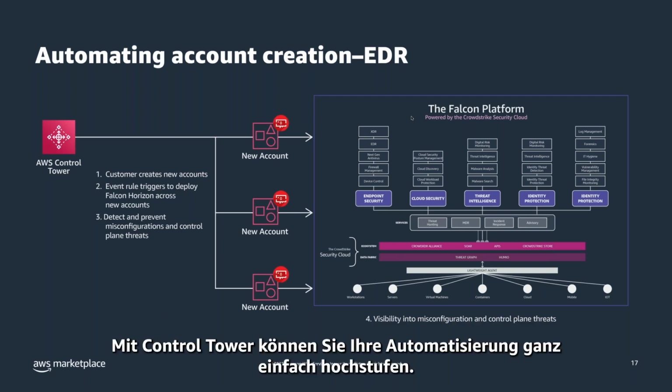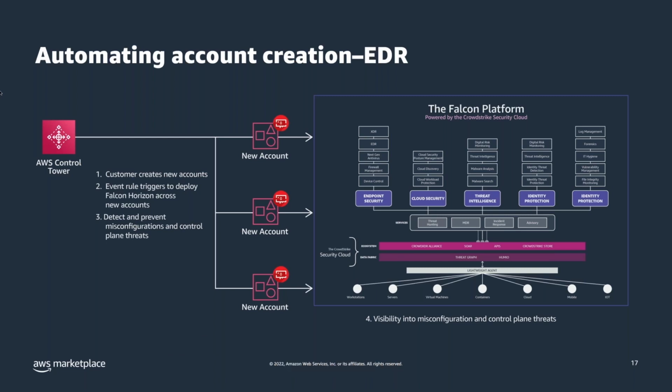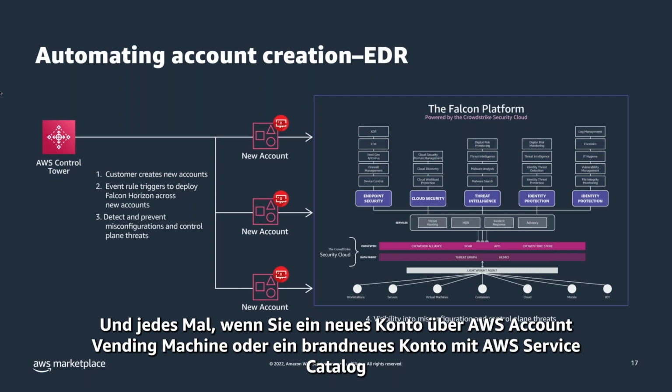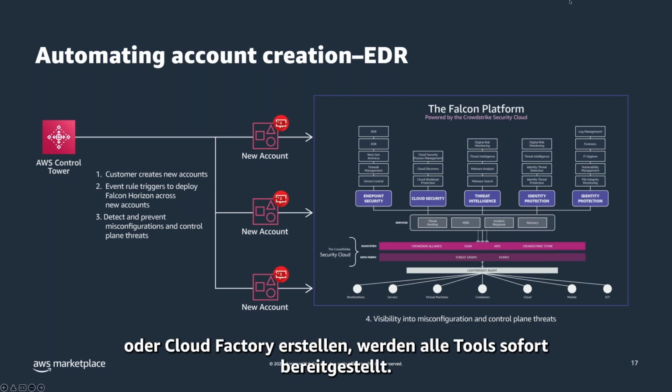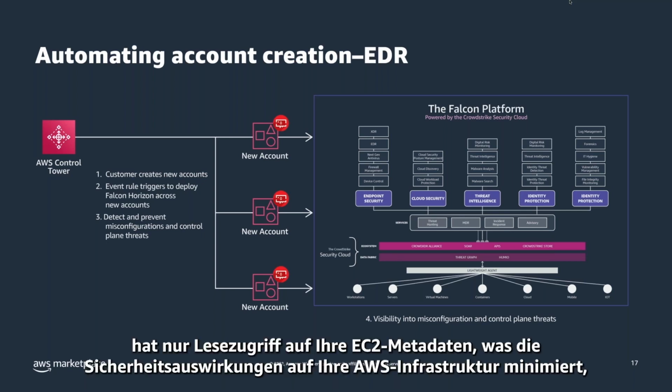With Control Tower, you can level up your automation very easily. It is based on the multi-account framework that AWS recommends in the Cloud Foundation Guide. So you have the primary account, which is your single point of control. And then every time you create a new account through Account Factory or enroll a new account with Service Catalog, you will have all the tools deployed on the spot.